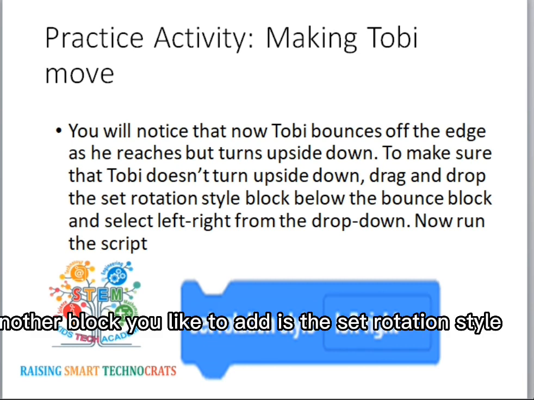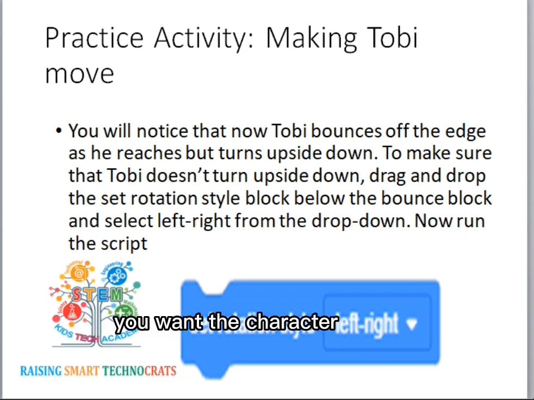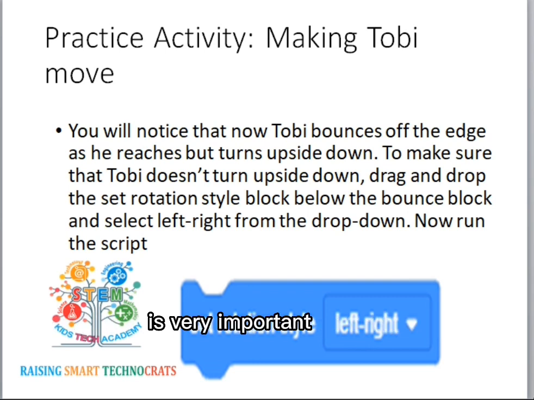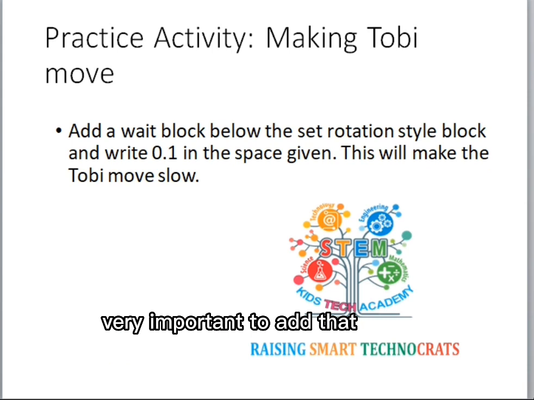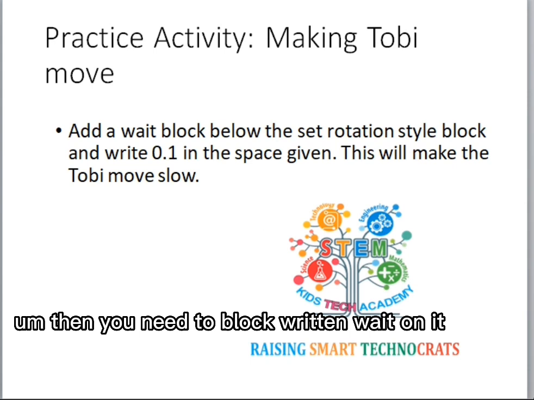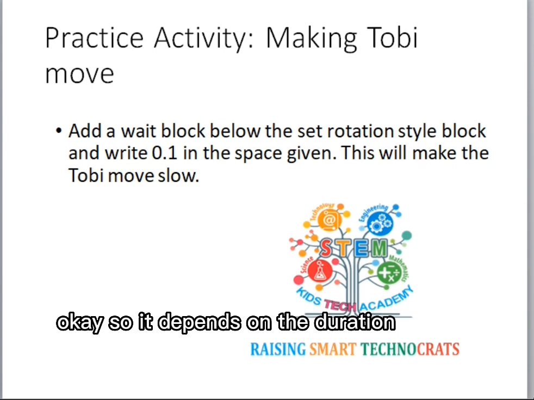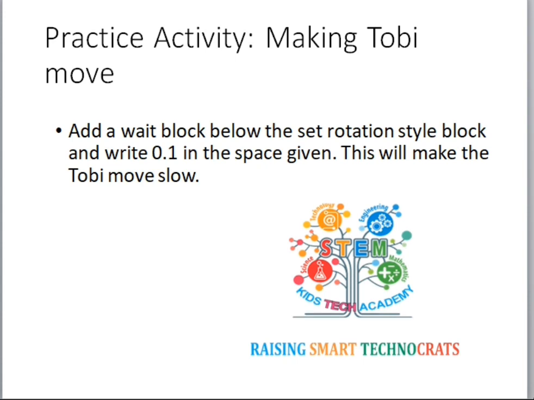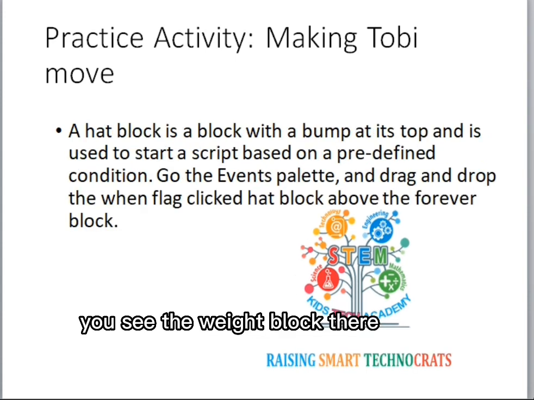Another block you'd like to add is the set rotation style block. Of course, you want the character to move from one side of the stage to the other, so it's very important to add that. You may also want some delay for your sprite. Then you need the wait block. It depends on the duration you want the sprite or character to wait. You can find the wait block under the event palette.